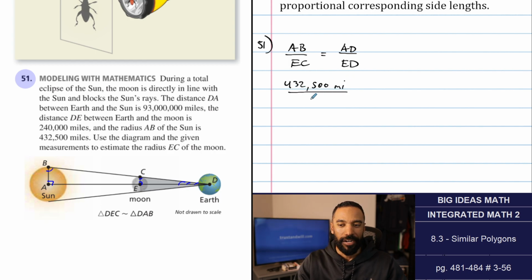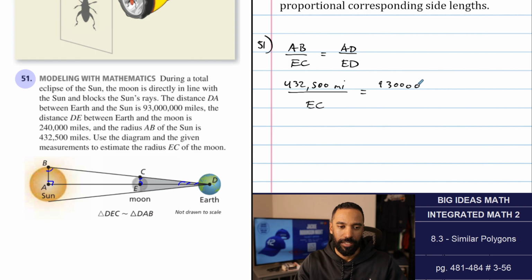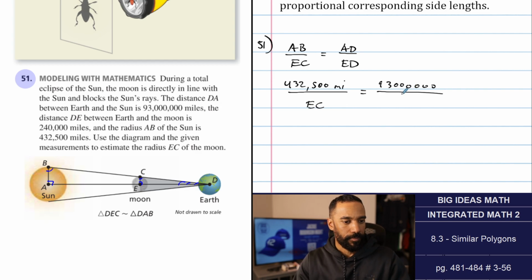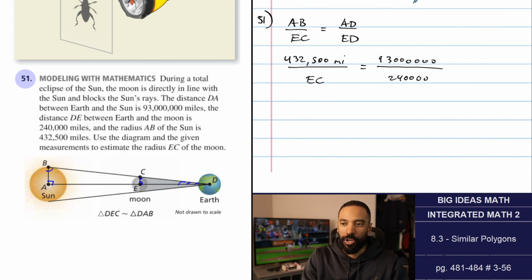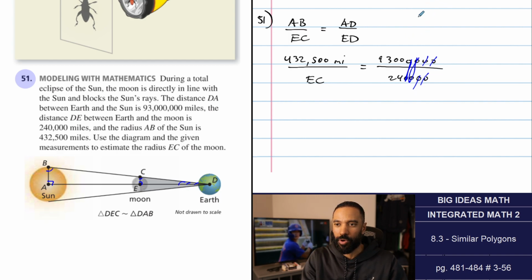I don't know the length of EC, the radius of the moon. And this is equal to AD, which is 93 million, divided by the distance between moon and the Earth, which is 240,000. So this clearly isn't drawn to scale in that way. I don't know what can reduce or not. Well, these can reduce here. So that over 24, I'll leave it as that as I work some of the cross multiplication.